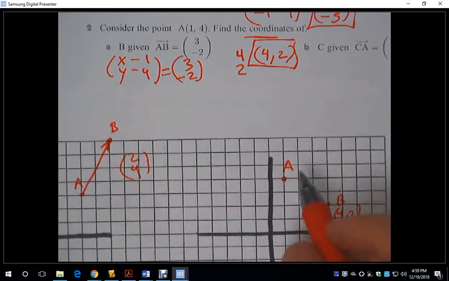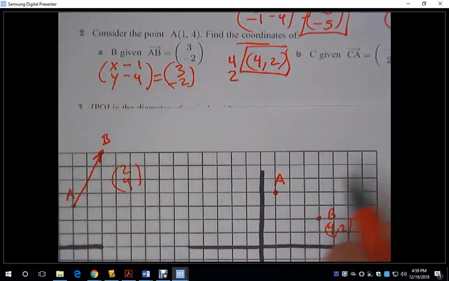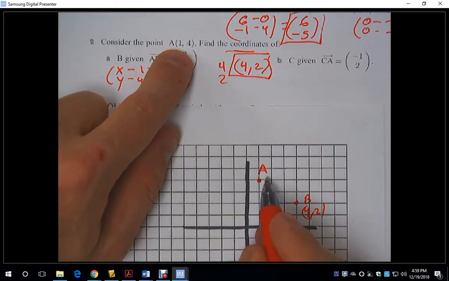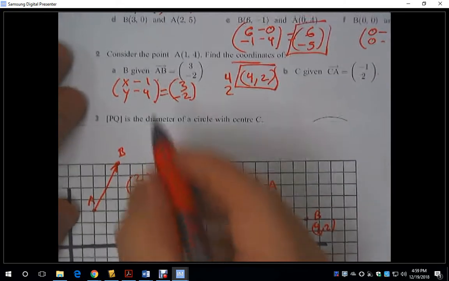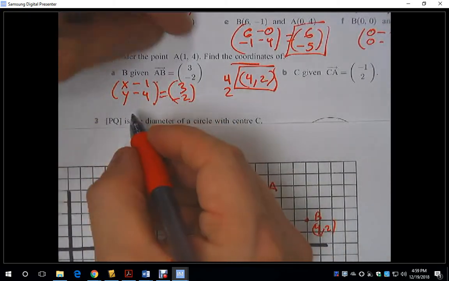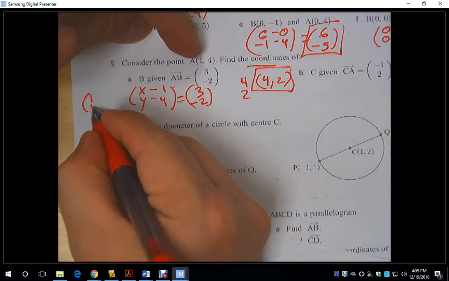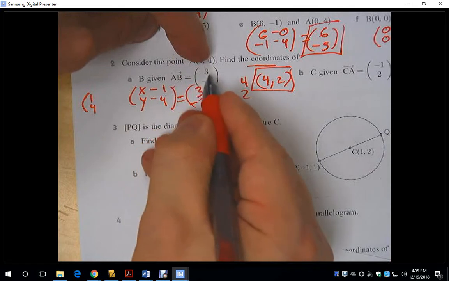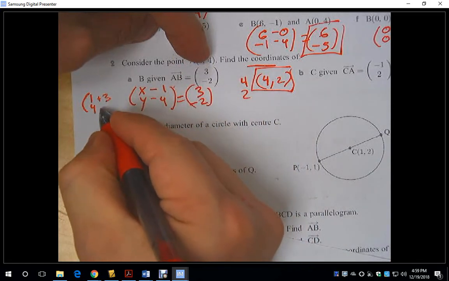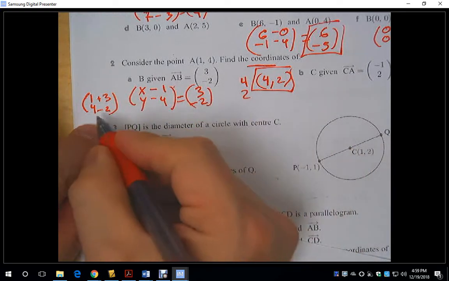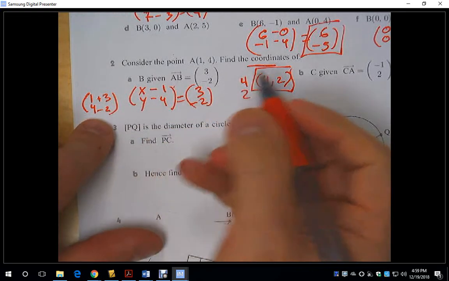But we could also take this point A and add this vector to it. We can take this point A and add this vector to it to get to this other point. In fact, I think this is easier. We're going to take this point A of 1, 4, and we're going to add this other vector to it of 3, negative 2 to get 1 plus 3, which is 4, and 4 minus 2, which is 2. I think that's an easier way to do it.